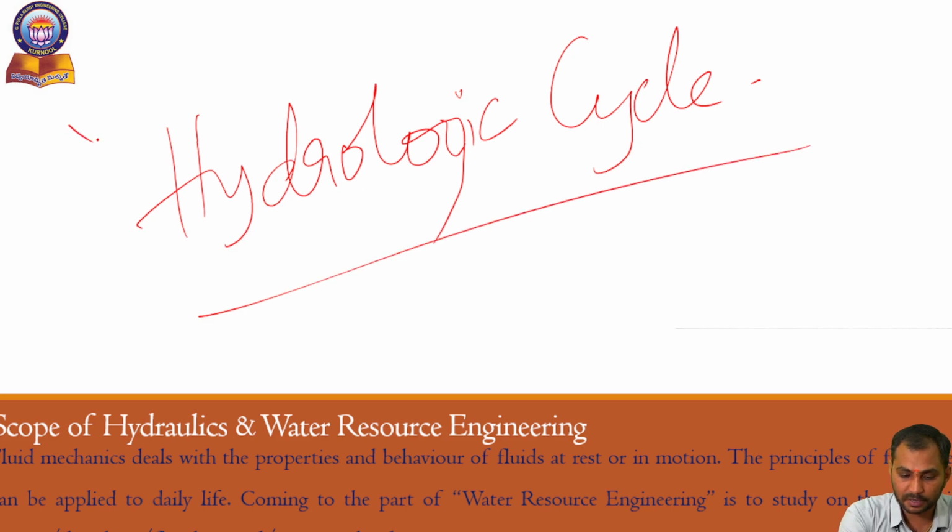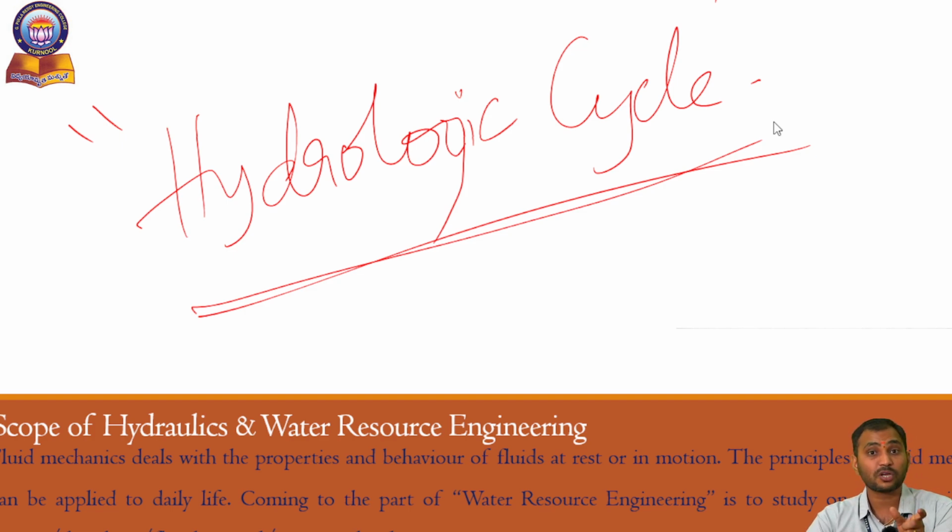The concept will be discussed in the upcoming slides. I will make a small lecture video on the hydrologic cycle, where the water comes from nature. Where the water comes, we are going to store it. So for the storing of water, what do we have to do? Whether for drinking purposes, industrial purposes, agricultural purposes, or to generate electricity.